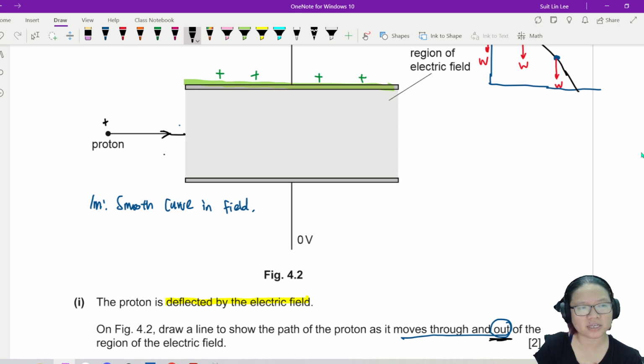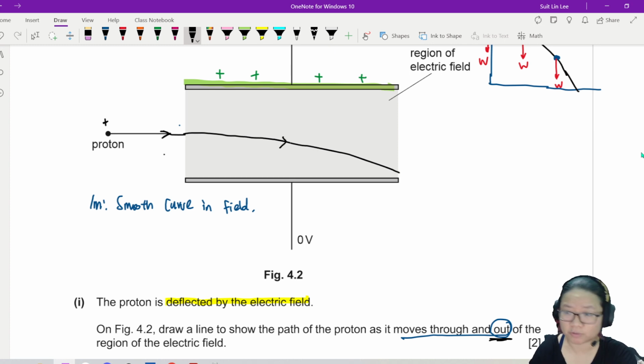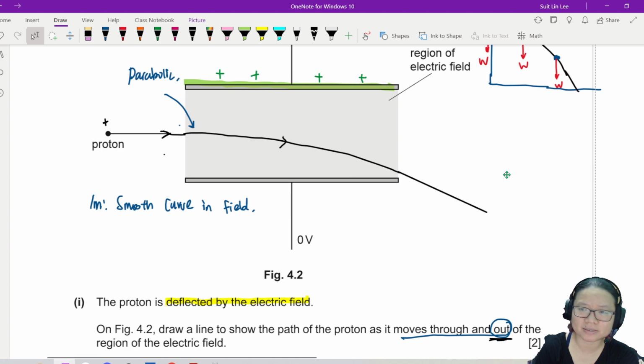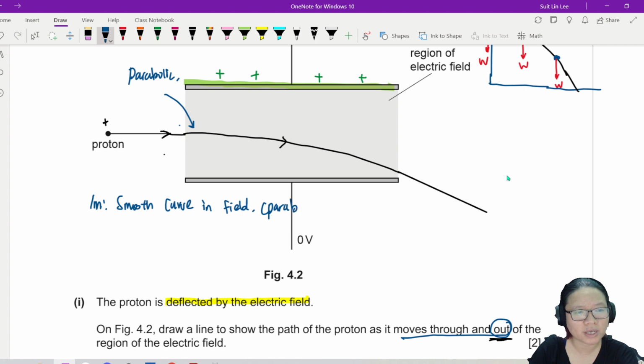Steady hand with a steady curve. Turn and leave. Compass thing. But this is actually a parabola. Not a compass. Parabolic. So turn and then out of the field. So I also need to draw a straight line here because it's going out of the field. Use your ruler. Try to stick to the same gradient. Don't become steeper, and also don't become less steep. So something like this. Smooth curve in the field, preferably parabolic.